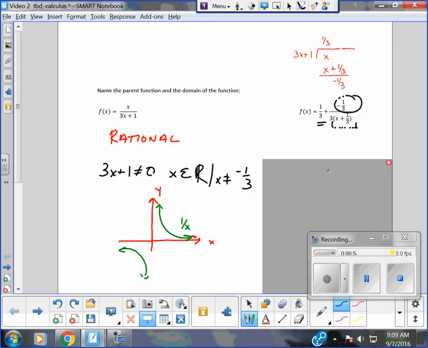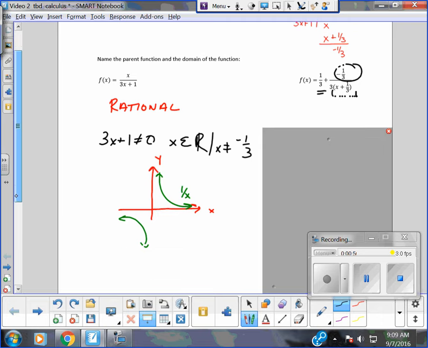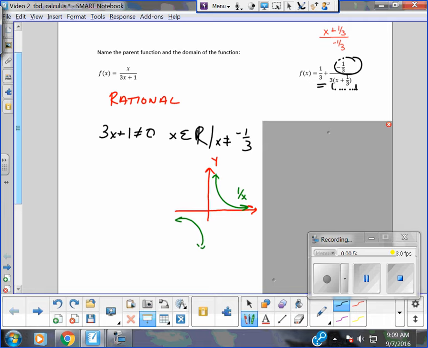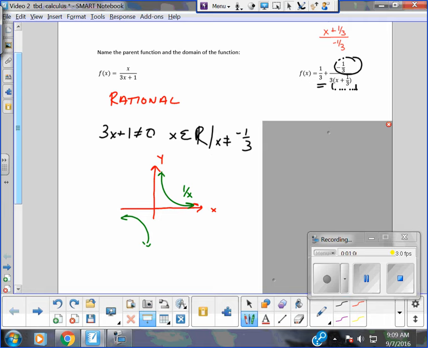Remember that this mirrors it, and if I wanted to do a quick sketch of that graph based on that polynomial division, I could draw in asymptotes at x equals negative 1/3 and y equals 1/3, and then it would be mirrored because of the negative 1/3 compressed.